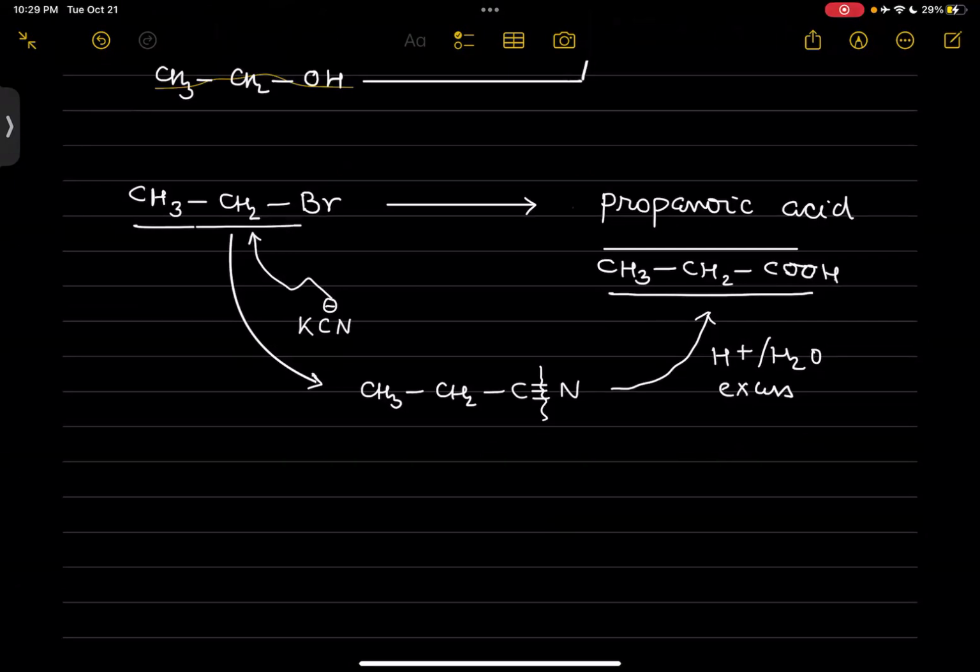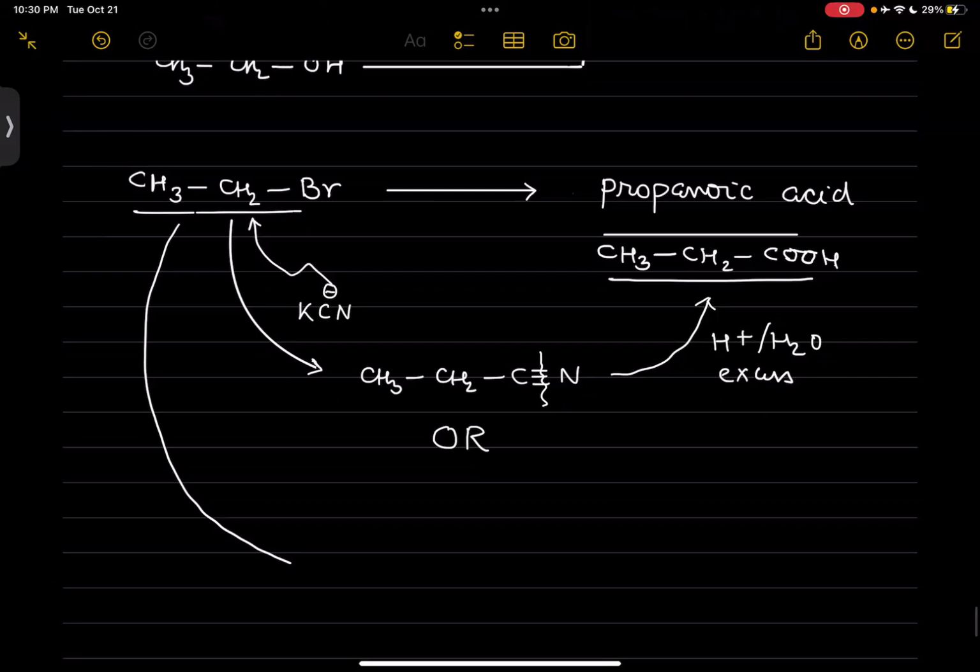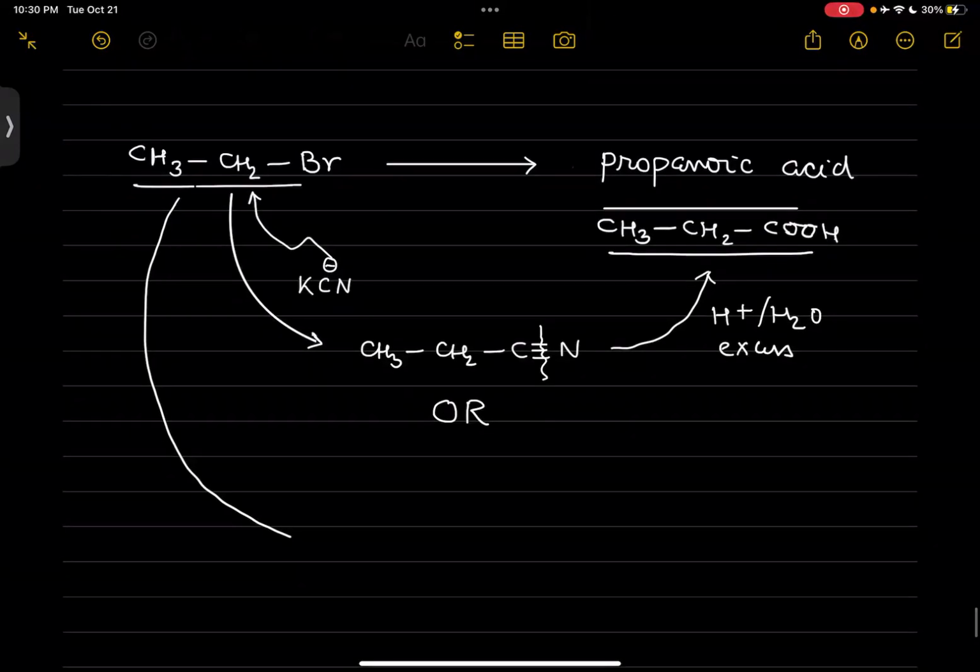So this is a very, very important basic thing. But there is one more method which you can use. Marwa, can you help me out? Is there any other method by which you can increase the number of carbon atoms? That is through Grignard.